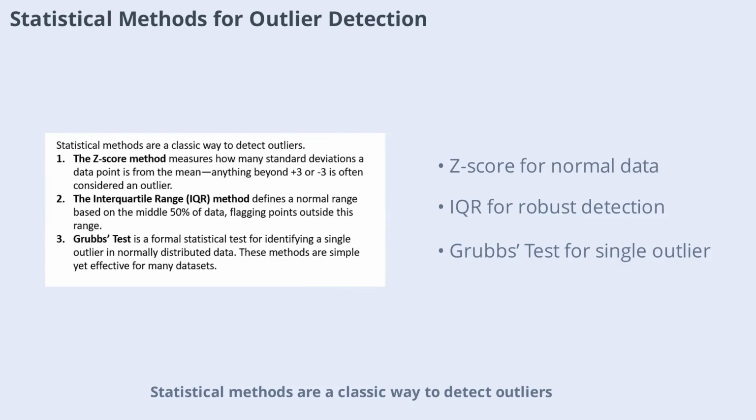Statistical methods are a classic way to detect outliers. The z-score method measures how many standard deviations a data point is from the mean. Anything beyond +3 or -3 is often considered an outlier. The interquartile range, IQR, method defines a normal range based on the middle 50% of data, flagging points outside this range. Grubbs' test is a formal statistical test for identifying a single outlier in normally distributed data. These methods are simple yet effective for many datasets.